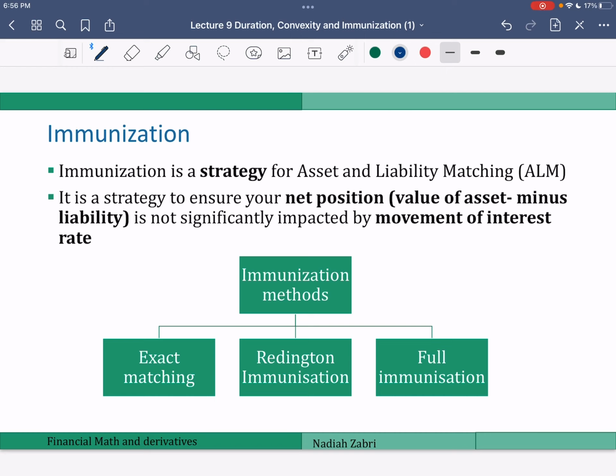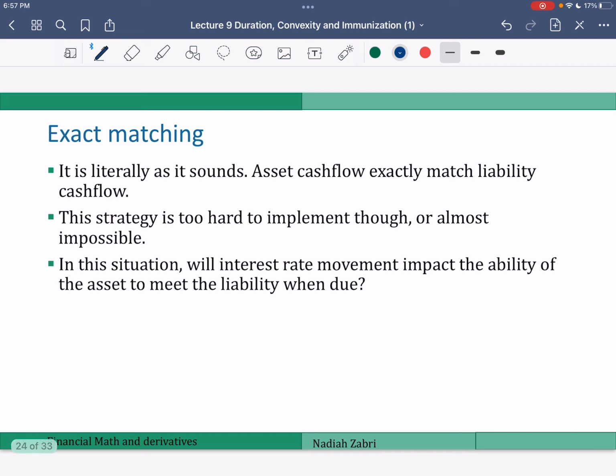So there are three main methods of immunization. First is exact matching, second is Redington immunization, and third is full immunization. We will go through them now. So what is exact matching? Exact matching is literally what it sounds like: asset cash flow exactly matches liability cash flow. For example, you have a liability to pay 1,000 at time 3, 1,000 at time 5, and 1,000 at time 10. You hold assets that will give you the same inflow in that same amount and in that same timing.